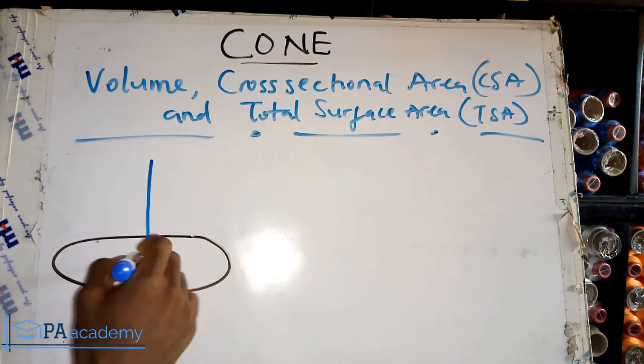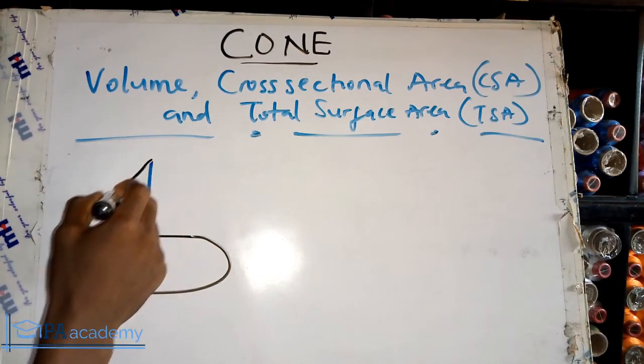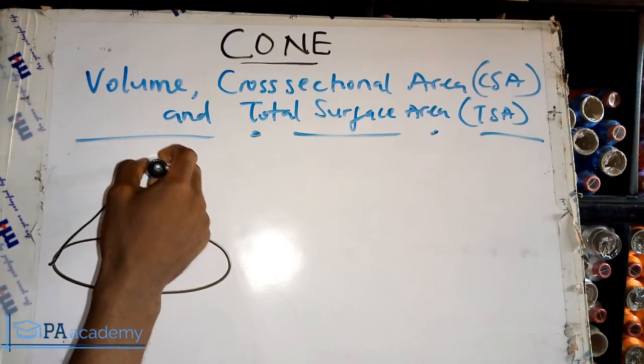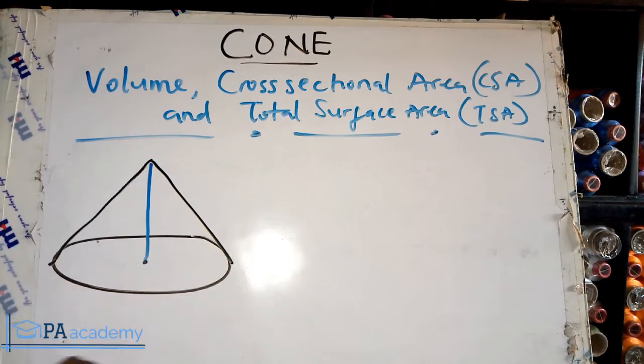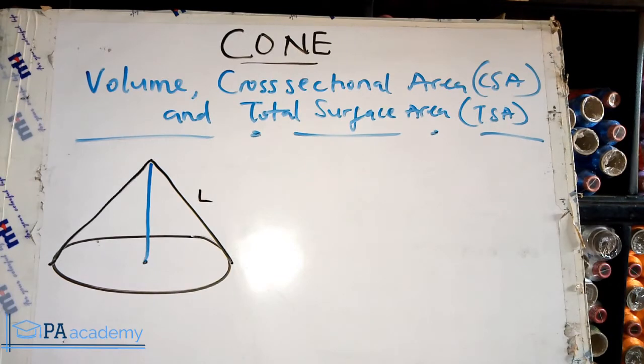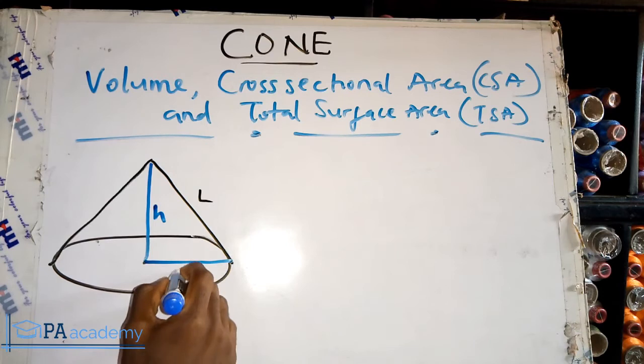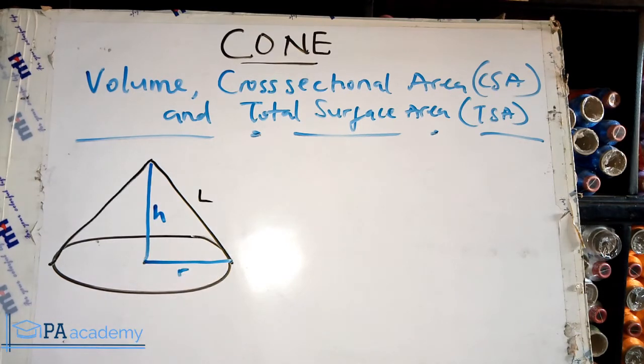So this is the height of the cone, and this side is what we call the length. So this is the length. So this is the height, and this is the radius. And basically this is how a cone is formed.